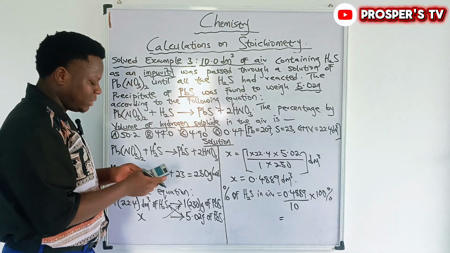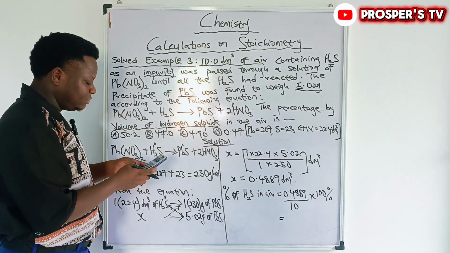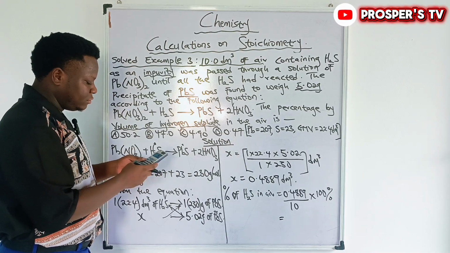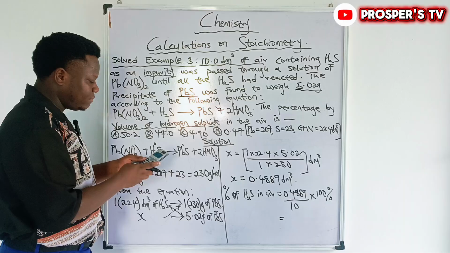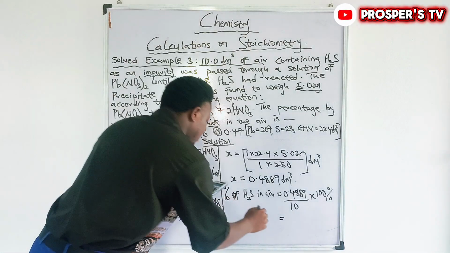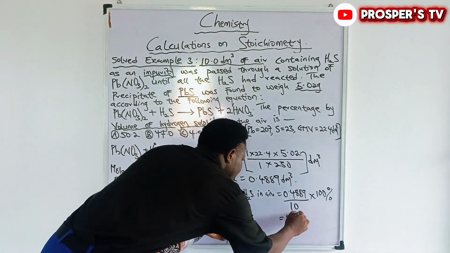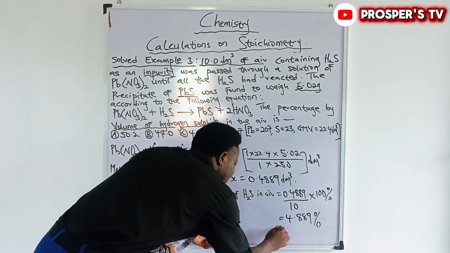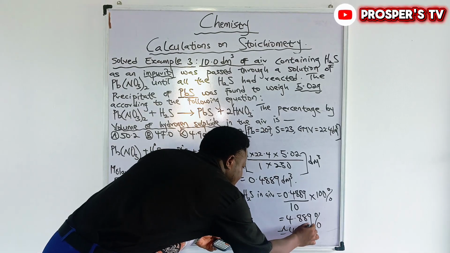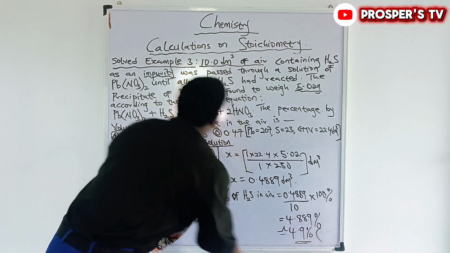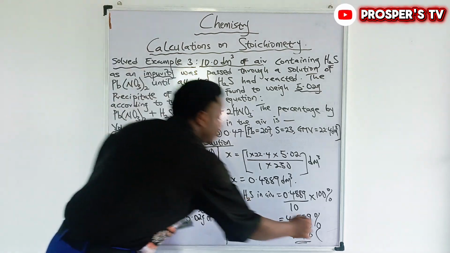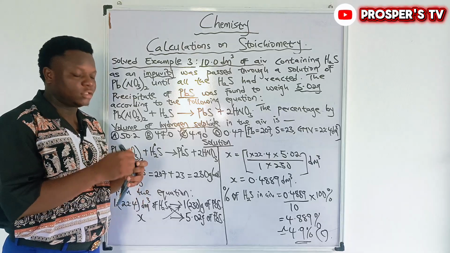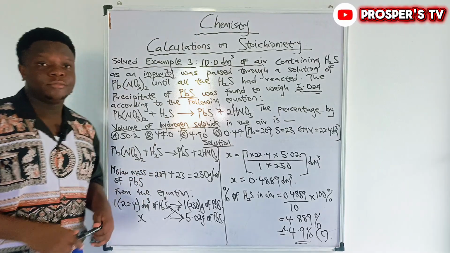So when you punch that, you arrive at your final answer. So we have 0.4889 times 100, then divided by 10. So that gives me 4.889%, which is approximately 4.9%. So that corresponds to what option here? Option C. So that's how you tackle problems regarding what? Impurity and percentage composition. We go over to the next question.